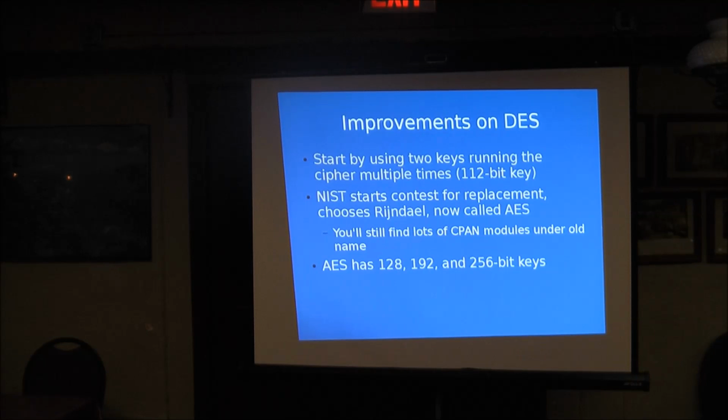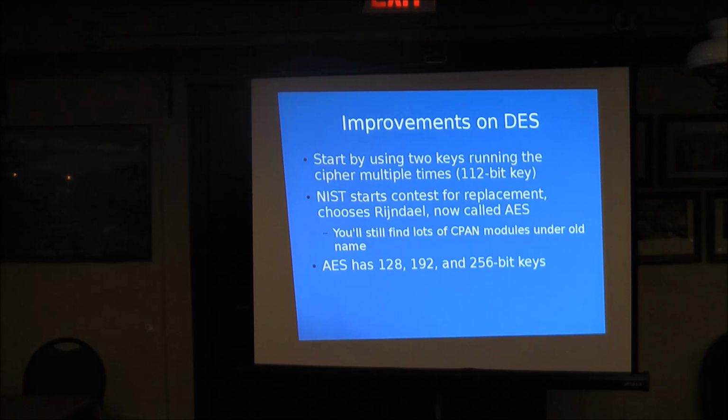So the first attempt to improve on DES was, let's run DES 3 times using 2 different keys. So that's a 112-bit key. And that's very awkward and slow, and people didn't like it very much, but it did work. And so NIST, which is a big United States government standardization committee for technical things, started a big contest, and a bunch of cryptographers submitted entries. And eventually they chose one called Rijndael, and that's now called AES.